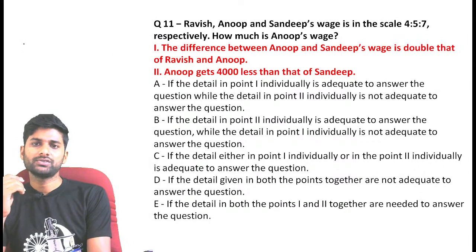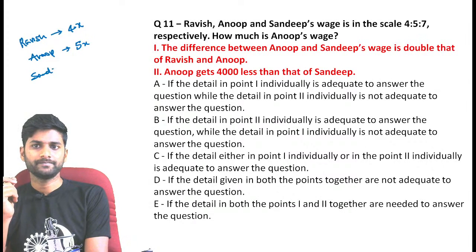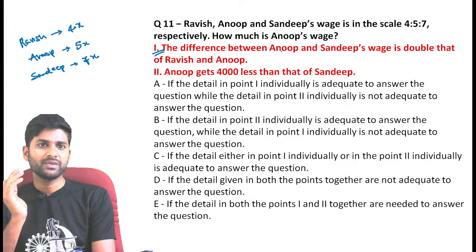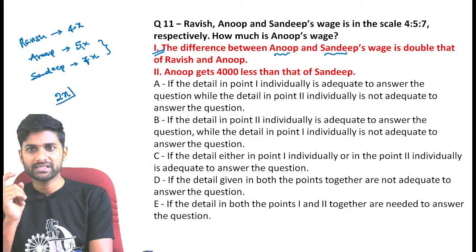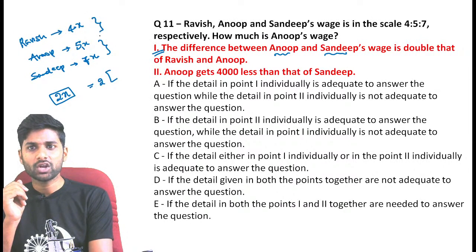Next one, see. There are three persons. Ravesh, I just took his exact wage as 4x. Anup, I took it as 5x. That is the exact amount. And Sandeep, the exact age is equal to 7x. These are the three wages, guys. Now, just go through the question. The difference between Anup and Sandeep is 2x. That is double the difference of Ravish and Anup, which is equal to x.